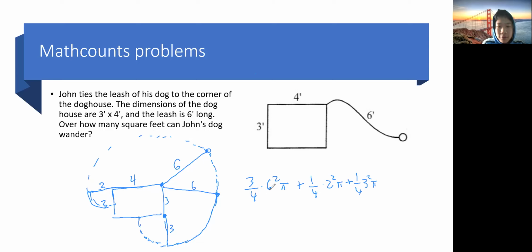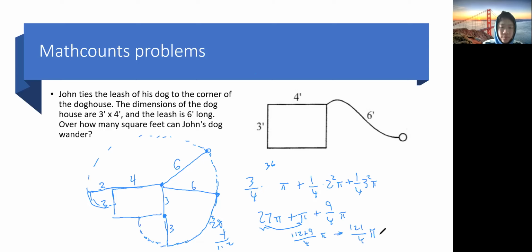Okay, if we evaluate this, it's going to be 36 times 3/4. It's going to be 27 pi, plus pi, plus 9/4 pi. You can evaluate this fraction. So let's first combine these two. 28, multiply that by 4, we're going to get 112. It's going to go to 121 over 4.